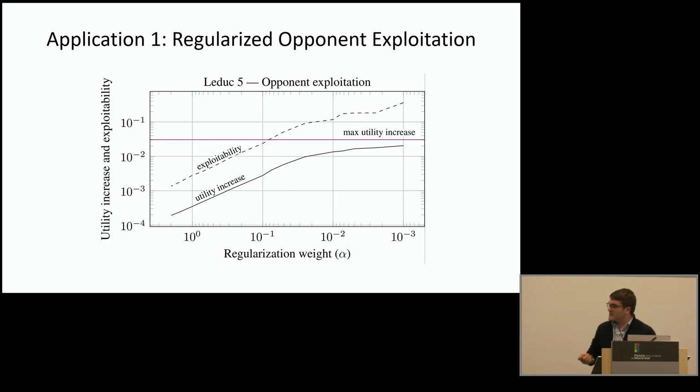And what we see is that by doing this, we're able to trade off the exploitability and the utility that we get from the player for different choices of how much we want to regularize our problem. In particular, if we care less and less about being safe, of course, we can squeeze more value out of the player, and of course, at the same time, we're opening ourselves to exploitability much more.